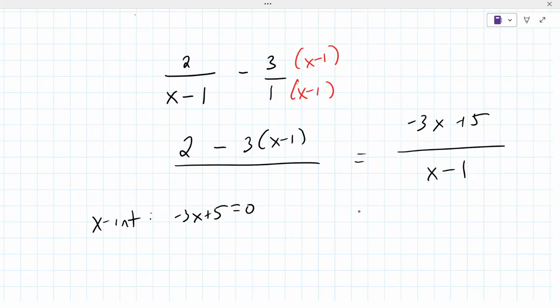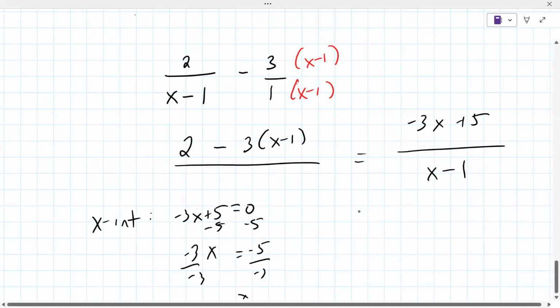What does that become when you solve for x? Zach would be 5 over -3. Try again. So you're subtracting 5. Negative 3x equals negative 5. You're dividing by negative 3. So x equals 5 over 3.